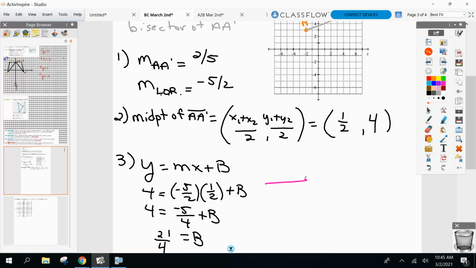All right, so here you go. Your equation of the line of reflection: y equals, it's perpendicular, so that's why it's going to be negative 5/2 x plus, using the midpoint because it bisects, we found the y-intercept to be 21/4. There's your line of reflection.